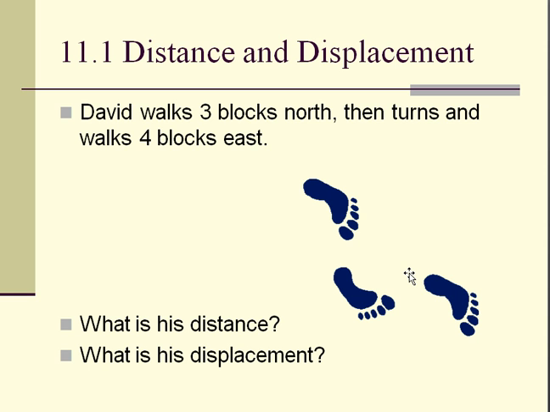So here are a few problems. I'm going to do one together and I'll have you guys just do the second one by yourself. In this scenario, we have David walking 3 blocks north, and then he turns and walks 4 blocks east. So write that scenario down and draw a little grid in your notes, and we'll do this together. I'm going to go to the next slide, and I'm going to draw that.